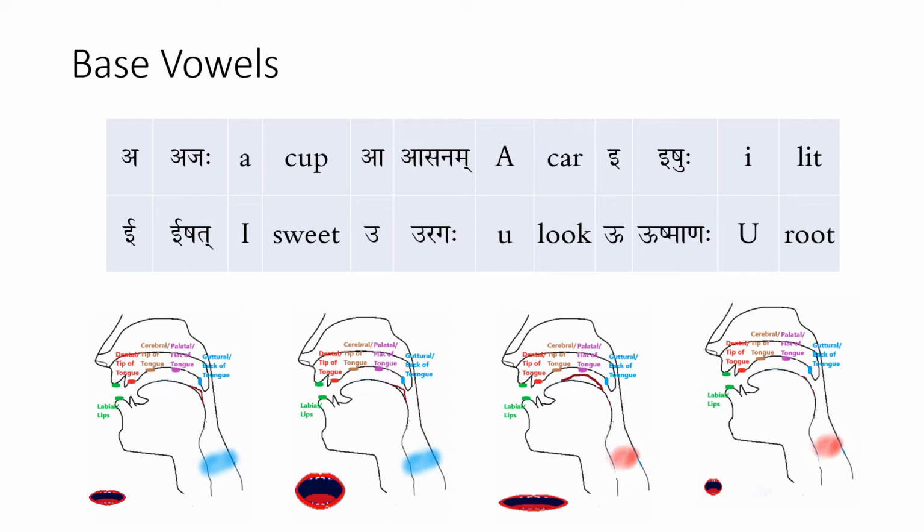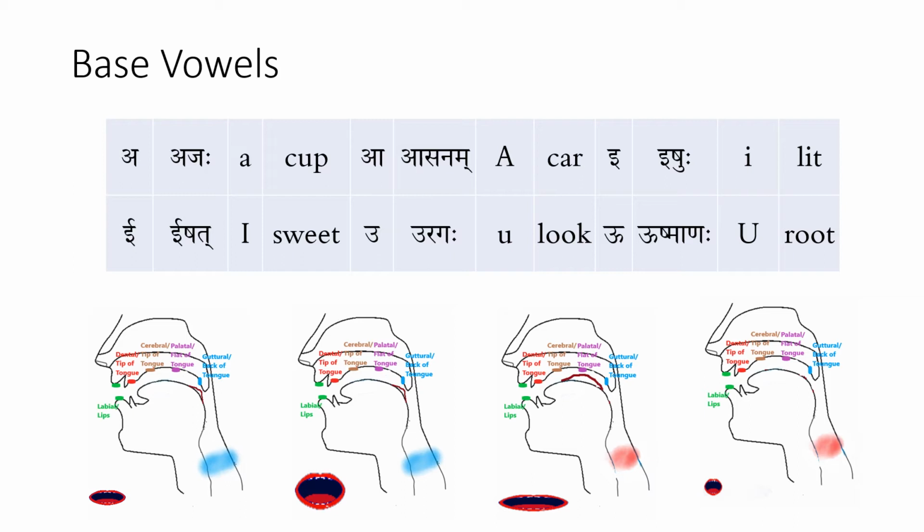The next vowel is U. Here is U, the Sanskrit word where it is used. The example here is uragaha, and the English word where it sounds like that is look. After the l, that u sound comes in look. Similar to that, the technique to pronounce this sound is as follows.